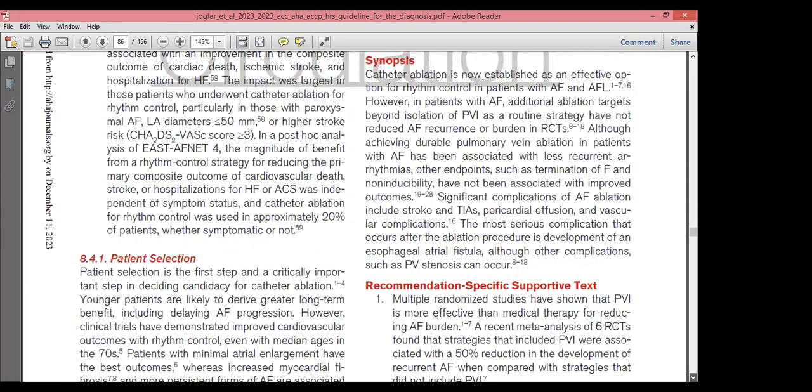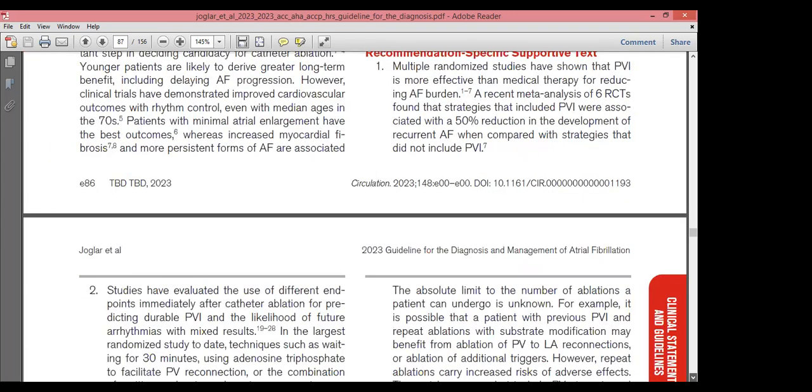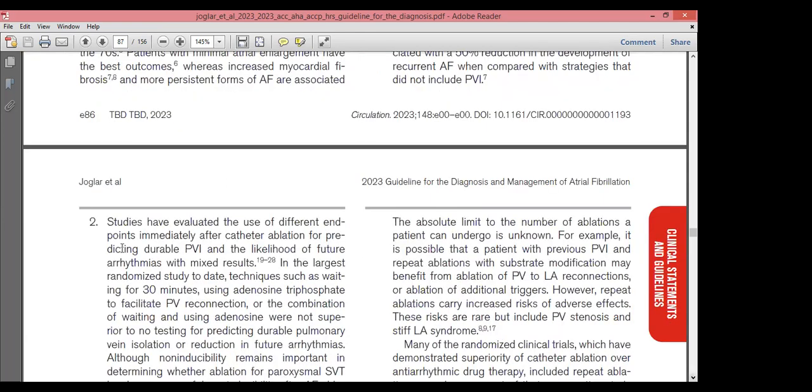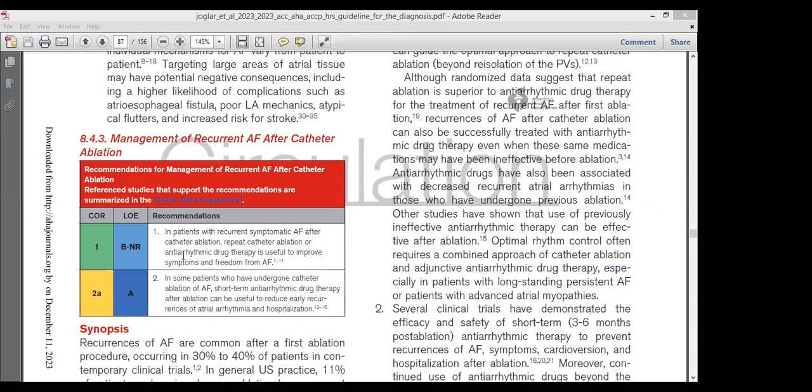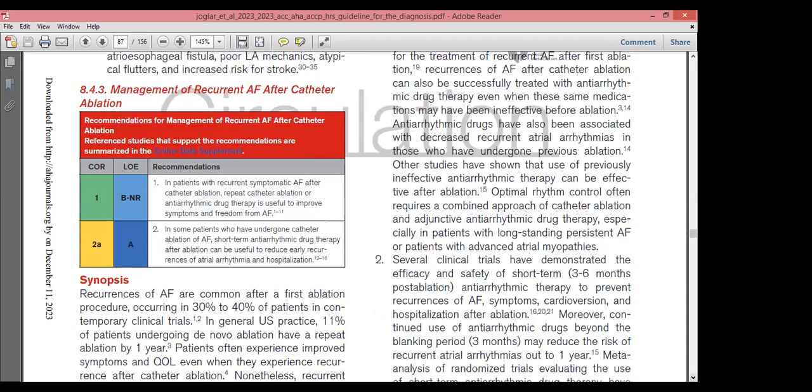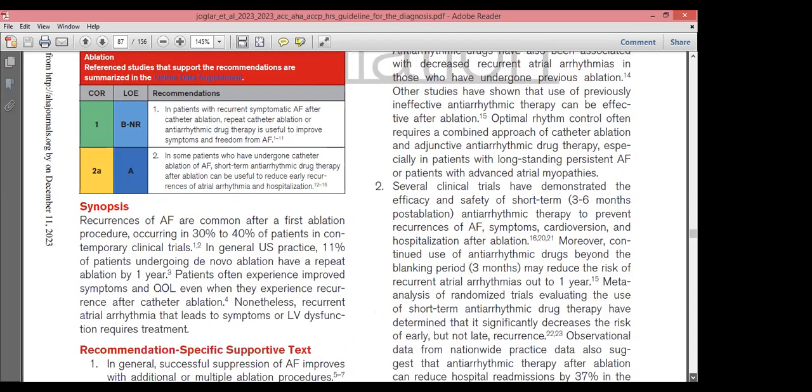Then here they say patients that are having recurrent AF after catheter ablation, class 1A recommendation, you can actually repeat another catheter ablation, or you can give them antiarrhythmic drugs to improve their symptoms. So if they've had catheter ablation before and they are still having recurrent symptoms, you can go ahead and repeat the catheter ablation.